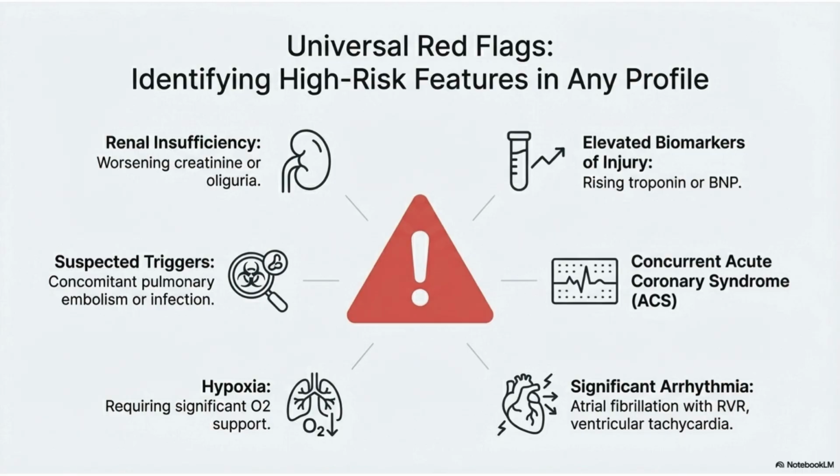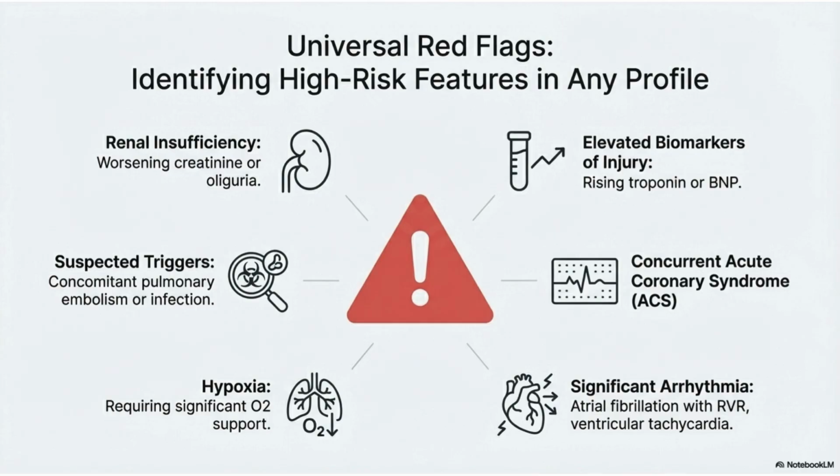Let's start with those immediate insults. What are we looking for? We have to be looking for acute coronary syndrome, or ACS. Are they having a heart attack right now? Or a sudden new onset arrhythmia, which could totally destabilize their rhythm. Also, any signs of hypoxia or a potential pulmonary embolism, a PE. A blood clot in the lung. Exactly, which puts severe strain on the heart.